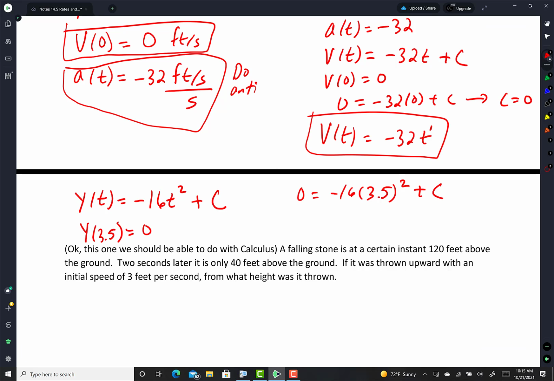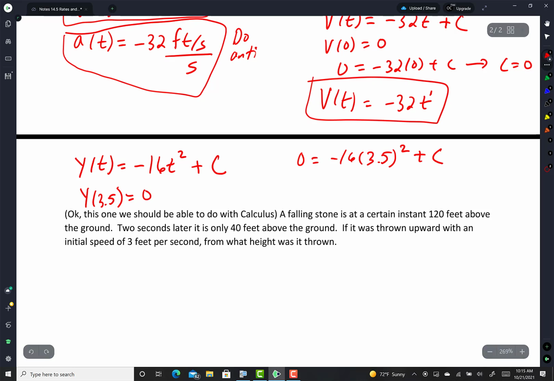Okay. Remember that they told us that it hits the ground at 3.5 seconds. So my position on the y-axis at 3.5 seconds is 0. I'm just talking about motion on the y-axis. I'm either going up or down. There is no left-right movement. Are we still okay?